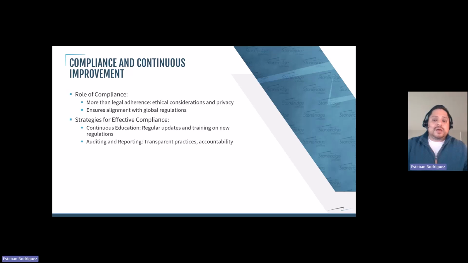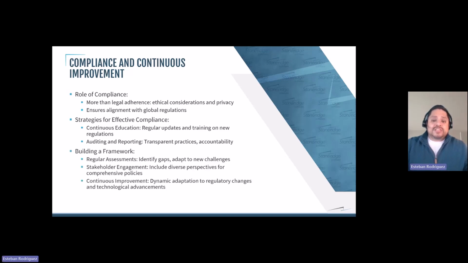Auditing and reporting then become not just about accountability, but about transparency and openness in your operations. Regular audits help you stay on track, identifying gaps and areas for enhancement. Transparent reporting builds trust externally with your clients and internally within your teams. It demonstrates your commitment to not just meeting standards, but exceeding them, showcasing your dedication to excellence.